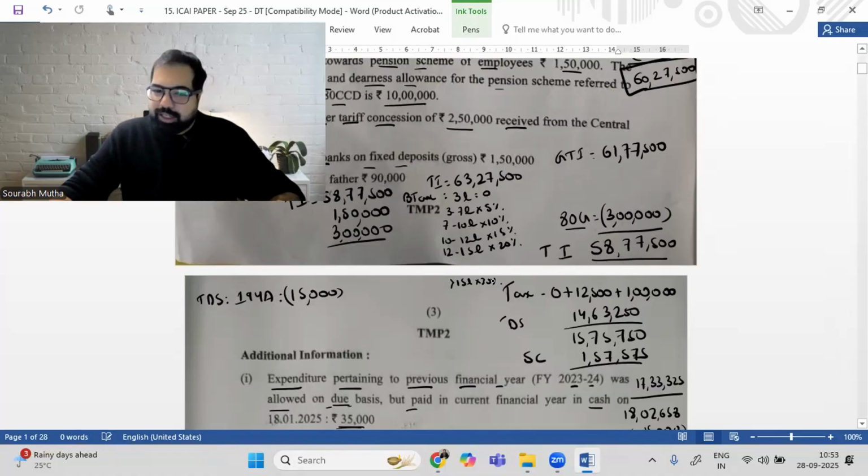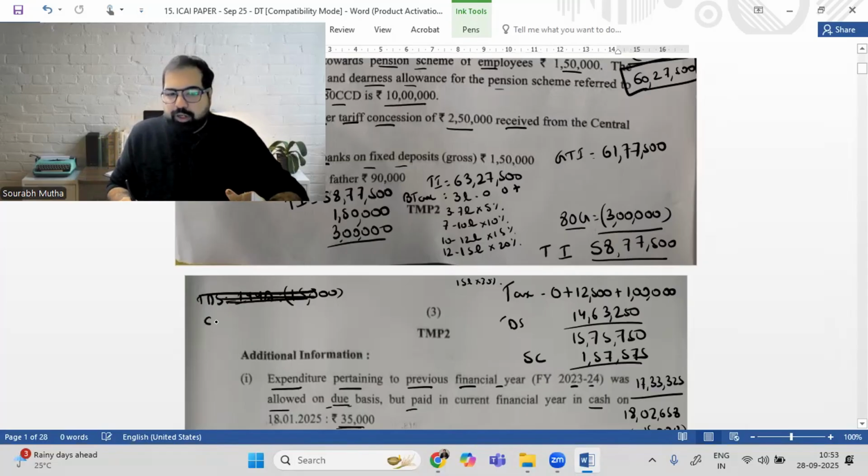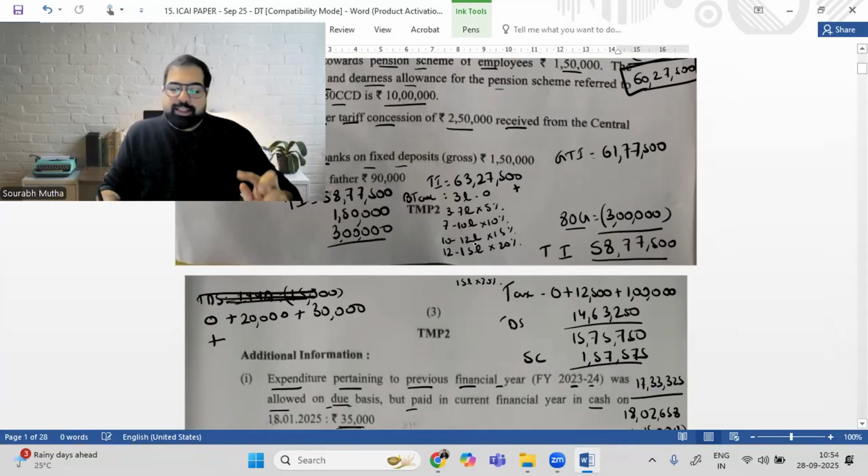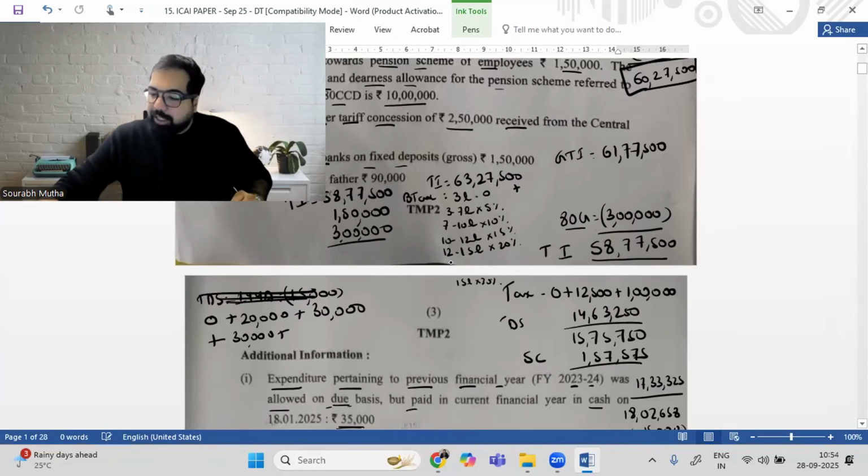So let's do the calculation, guys. Up to 3 lakh is 0. Plus, I don't have space here, so I'm going to write it here. 3 lakh to 7 lakh, that is on 4 lakh into 5% is 20,000. Next, 7 lakh to 10 lakh on this gap of 3 lakh into 10% is 30,000. Plus 10 lakh to 12 lakh, the gap is 2 lakh. 2 lakh into 15% is 30,000. And 12 lakh to 15 lakh, the gap is again 3 lakh. 3 lakh into 20%, that is 60,000.